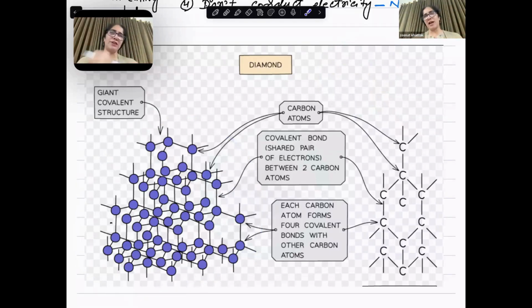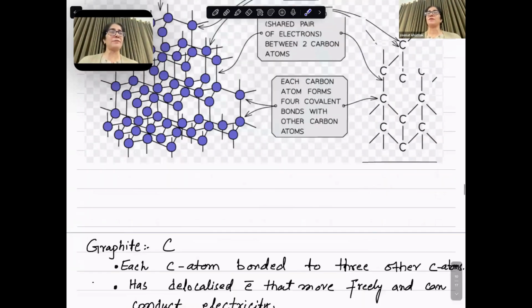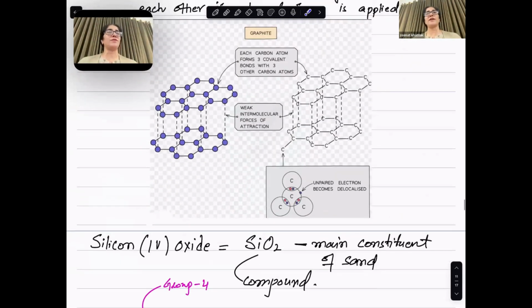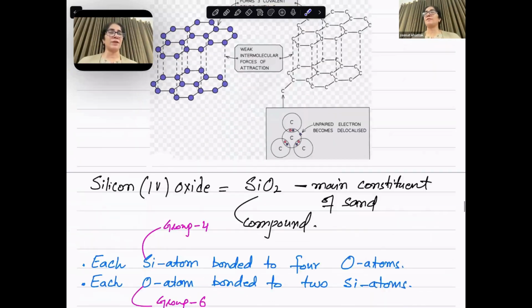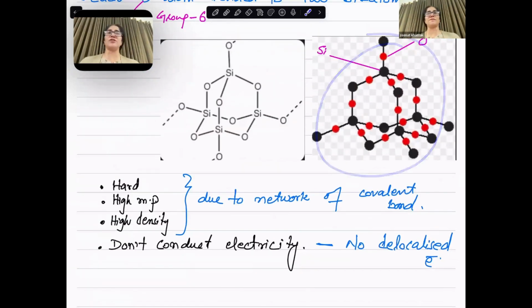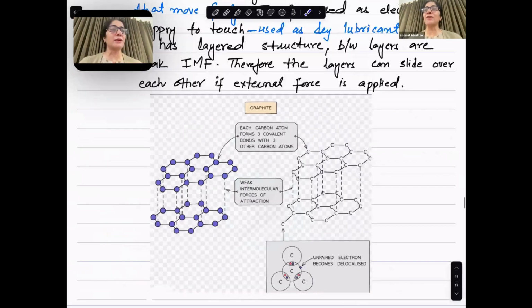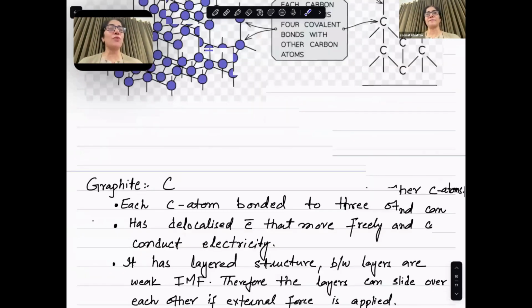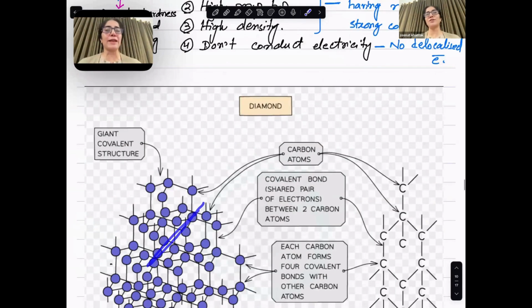You know, diamond is a big molecule. Graphite is a big molecule. Silicon oxide is a big molecule. You know what is the difference between giant and simple? In giant molecules, there are covalent, covalent, and covalent bonds. When you melt it, covalent break, covalent break, covalent break. But in simple molecules, they're just small molecules.